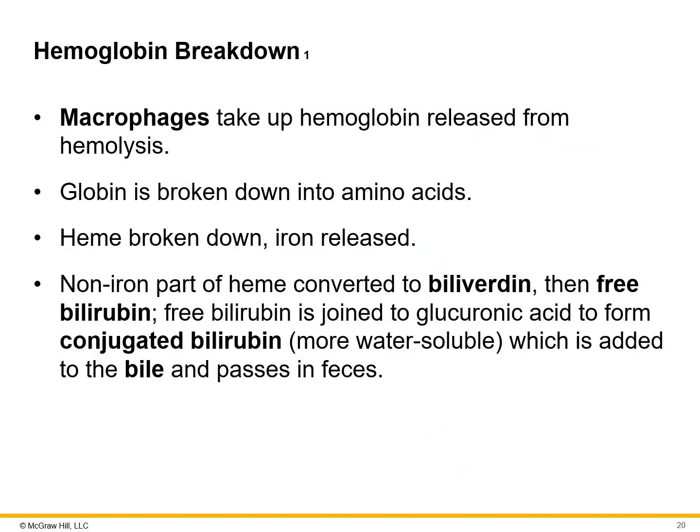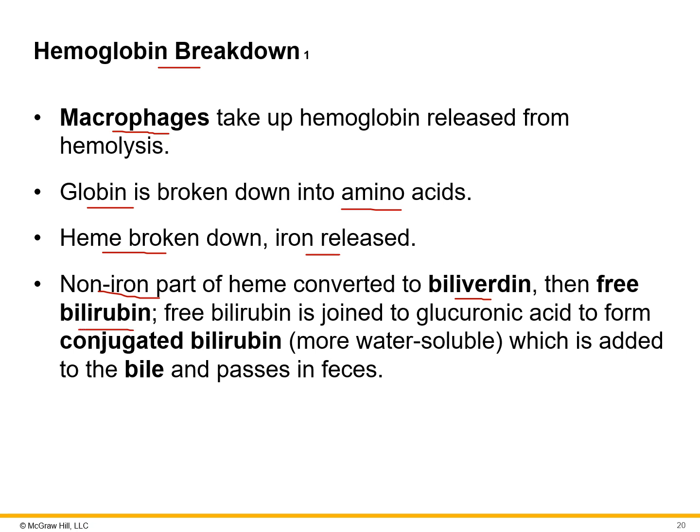And then finally here about the breakdown. So whenever the red blood cells are done, again, those macrophages are going to take up that hemoglobin that gets released whenever the red blood cell breaks down. That globin part is going to be broken down into amino acids, and then we have our protein metabolism. The heme group, though, is broken down to release the iron, and then the non-iron part of that is converted to what's called biliverdin. And then to bilirubin.